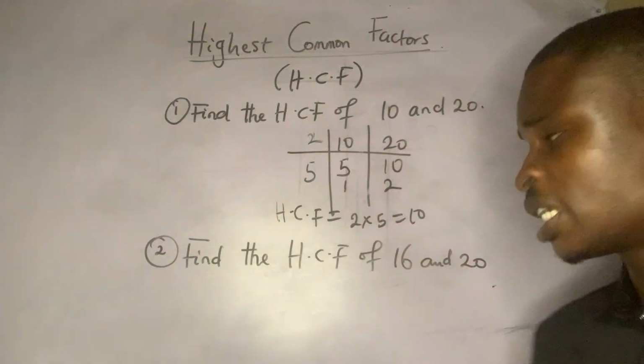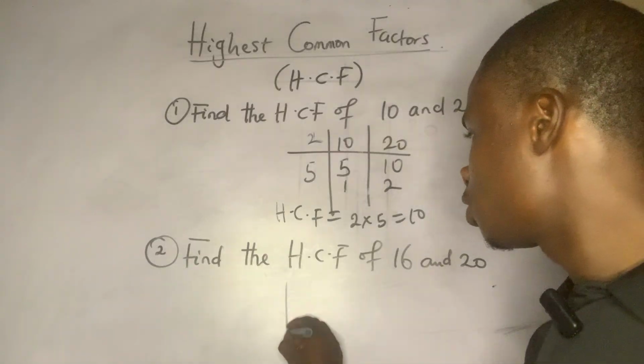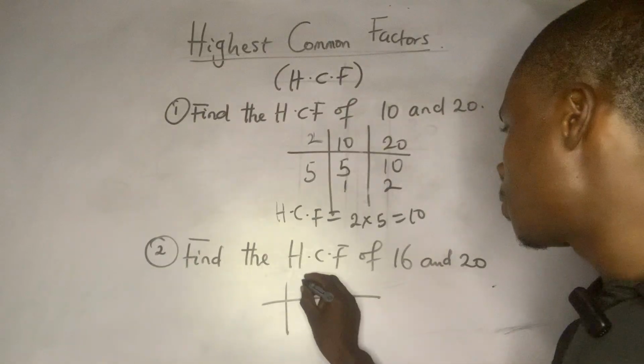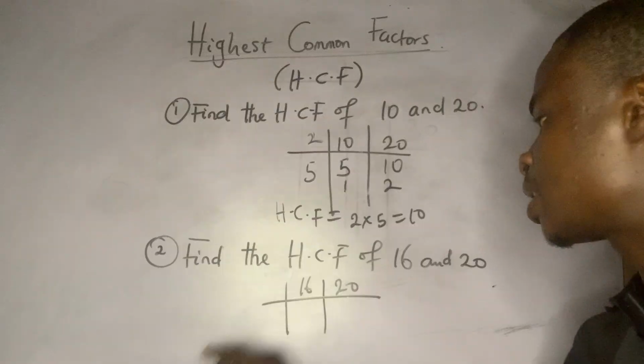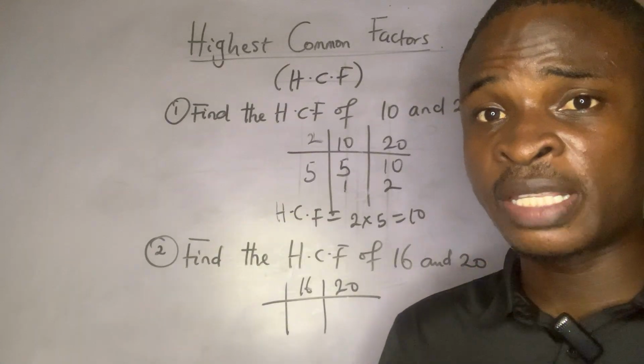Now let me give you another example. They say find the HCF of 16 and 20. Draw your tabular table like this. Put your 16 and put your 20. Is there any prime number that I can use to divide the two of them at once? Yes. What is the prime number? 2.